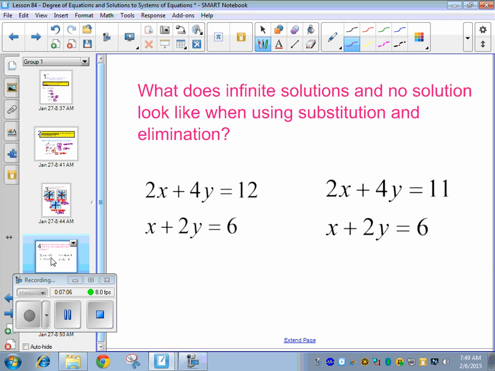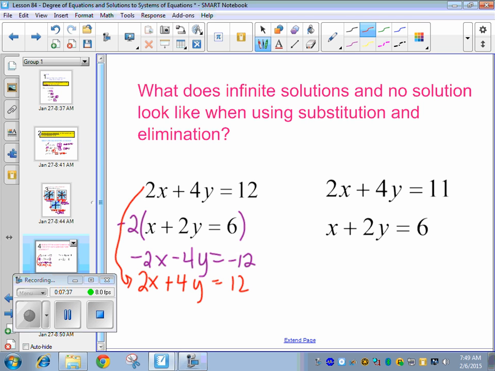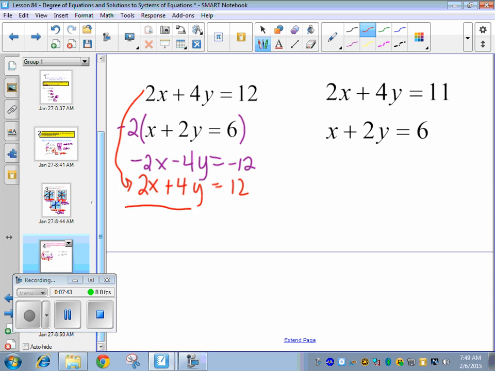These are pretty simple problems. We'll do a quick elimination on these and see what happens. I want to cancel either one, and I'm going to multiply through by -2 on that second equation. So I multiply through by -2, and we get -2x, and this times this is -4y, and this times this is -12. And I'm just going to rewrite the top equation, 2x plus 4y equals 12. What happens when we add the x's? What happens when we add the y's? What happens when we add these? So we get 0 equals 0.